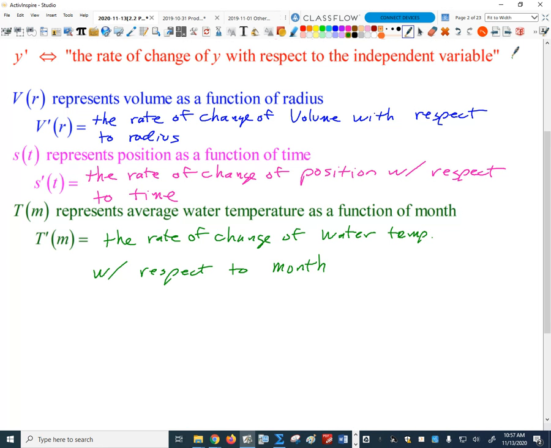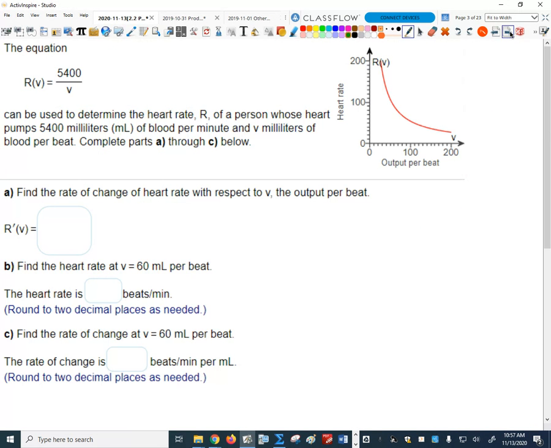So how about if we look at a couple examples then? And you're going to look at some stuff like this on your next homework. You're going to have to look at some physical situations where you're given some functions and you've got to calculate and interpret what the derivatives mean as rates of change. So here we've got in this equation, R of V equals 5,400 divided by V can be used to determine the heart rate R of a person whose heart pumps 5,400 milliliters of blood per minute and V milliliters of blood per beat.